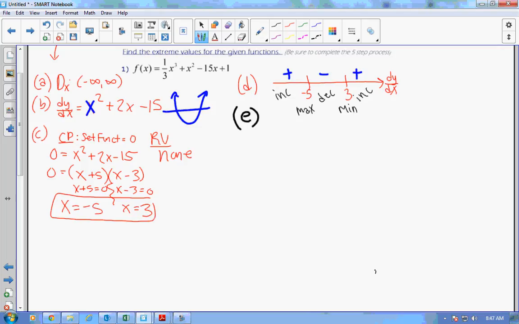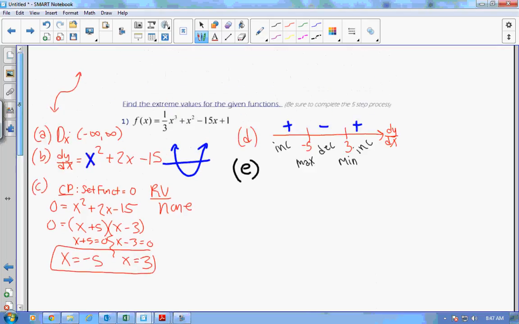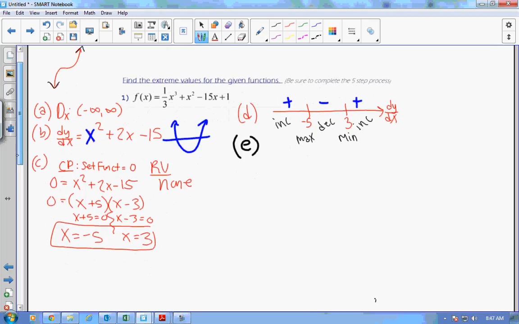Why would it have to be a local? Because the original function goes on forever, right? Up and down. So it doesn't have an absolute max or an absolute min because it goes on forever. So these would be local. Another word for local, by the way, is relative.